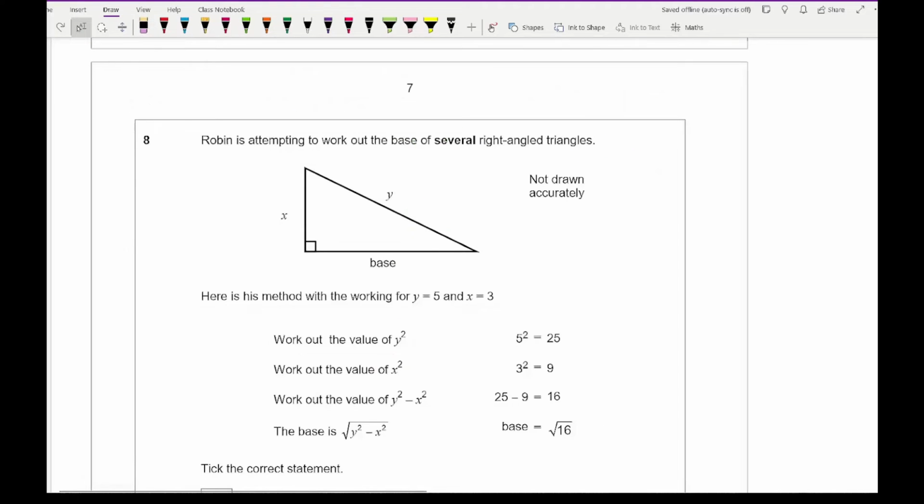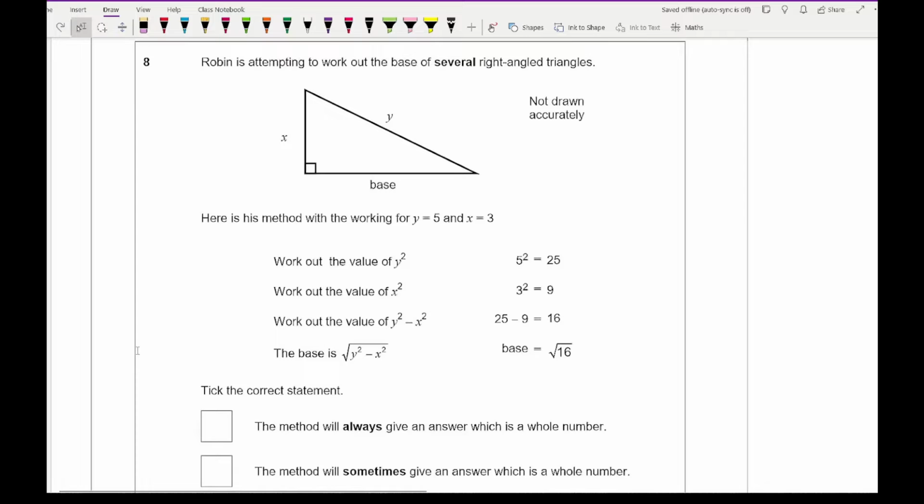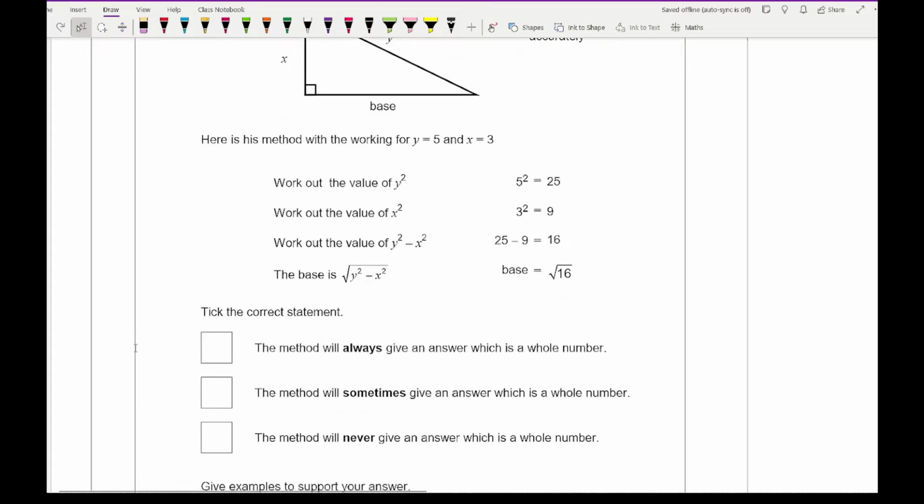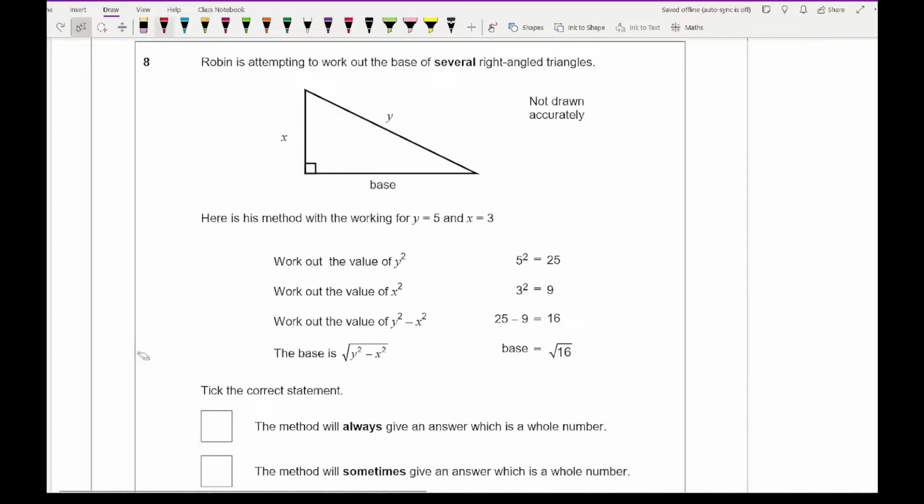So then moving on to question 8, it says Robin is attempting to work out the base of several right angled triangles, and basically he's using Pythagoras. And the question is saying tick the correct statement. So our three options is that the method will always give the answer as being a whole number, sometimes give a whole number, or never give a whole number. So with this particular question, using Robin's example, and they haven't made a mistake, what we end up with is that root 16 equals 4, which is a whole number.